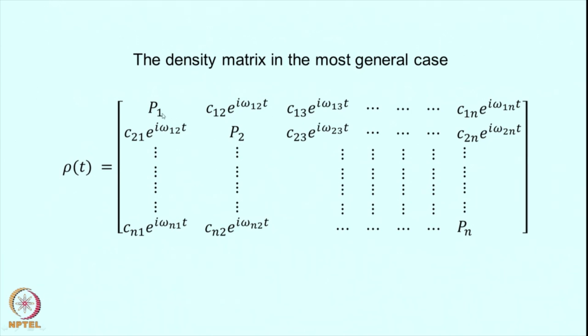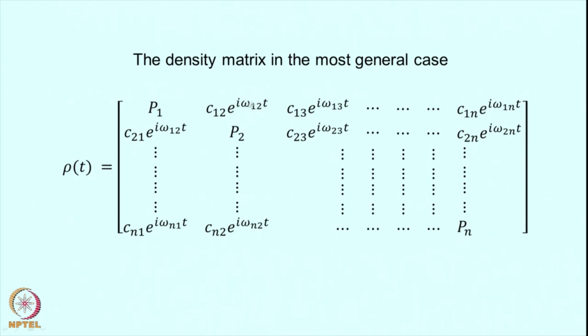So, these ones I have represented as P1, P2, P3, P4 and Pn, like that. The off diagonal elements represent the phase coherences between the spins in the individual states. For example, the energy levels are labeled 1 to n, and this term represents a phase coherence between the spins in the states 1 and 2. The extent of phase coherence is represented by this coefficient C12, and this shows the time dependence of this phase coherence, and that goes with this frequency omega 12.